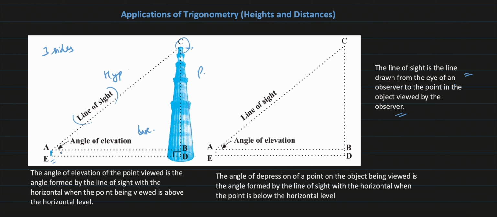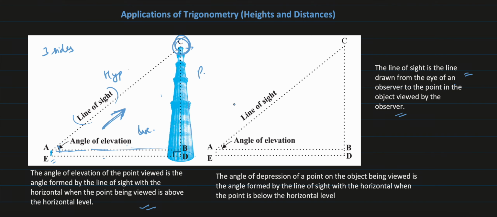Now this line of sight is making an angle with the horizontal. This horizontal is actually parallel to the ground, so there is an angle being formed. This angle is called the angle of elevation whenever someone is looking upwards. Whenever we say upwards, we have angle of elevation. So the angle of elevation of the point viewed is the angle formed by the line of sight with the horizontal when the point being viewed is above the horizontal level. This point which we are viewing, the point C, is above the horizontal. Then we have angle of elevation.